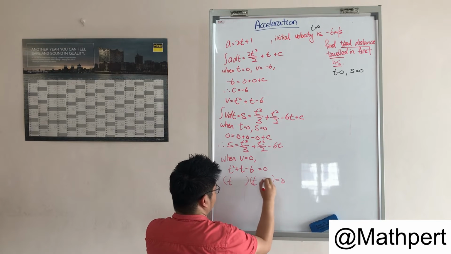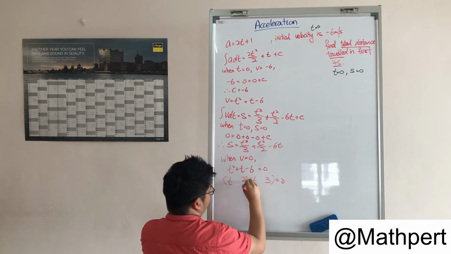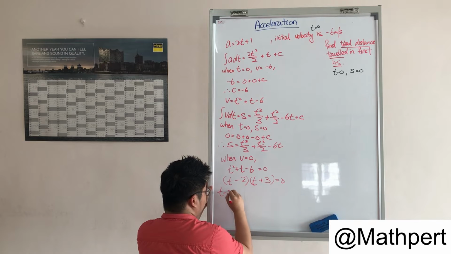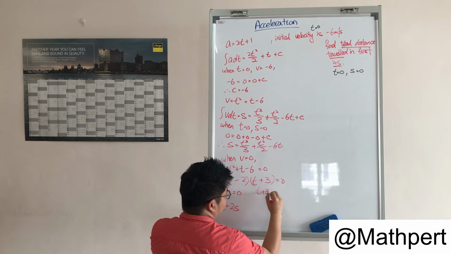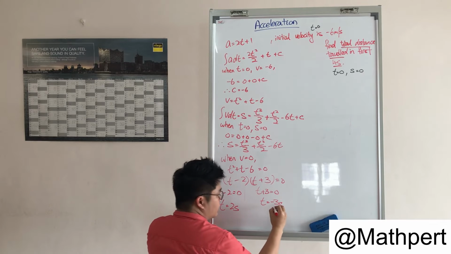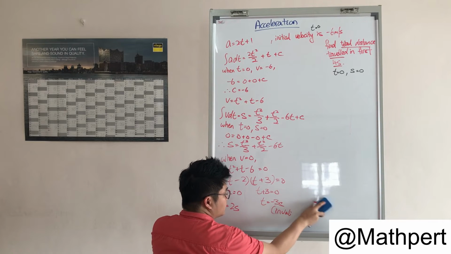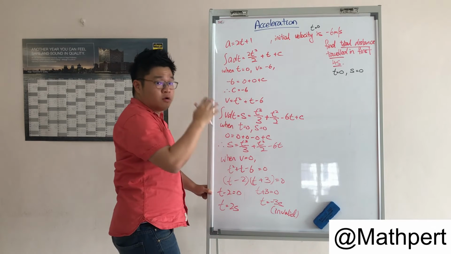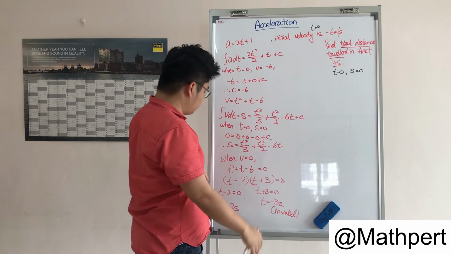Factorize it: (t + 3)(t - 2) = 0. When t - 2 = 0, t = 2 seconds. When t + 3 = 0, t = -3 seconds, and -3 seconds is invalid. Why invalid? Because in time there is no negative. So that means at t = 2, the particle changes the direction in which it travels.